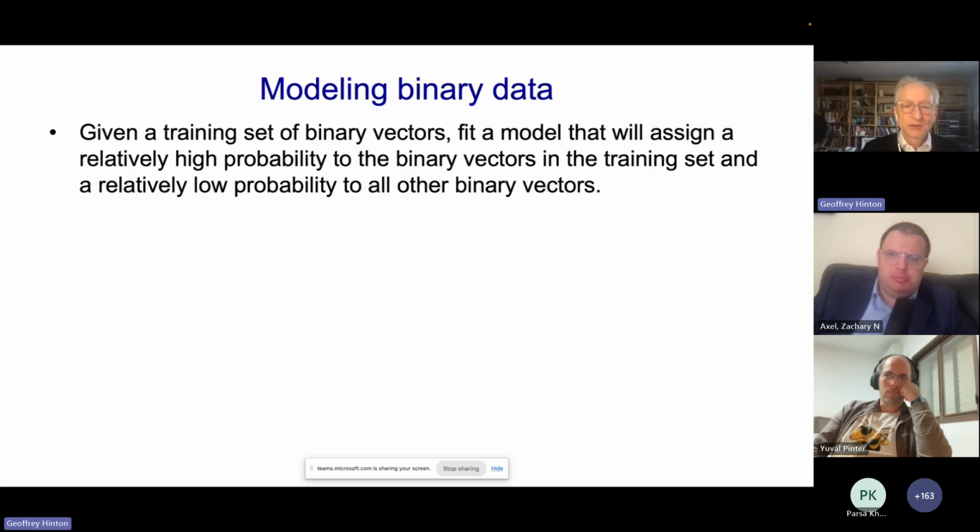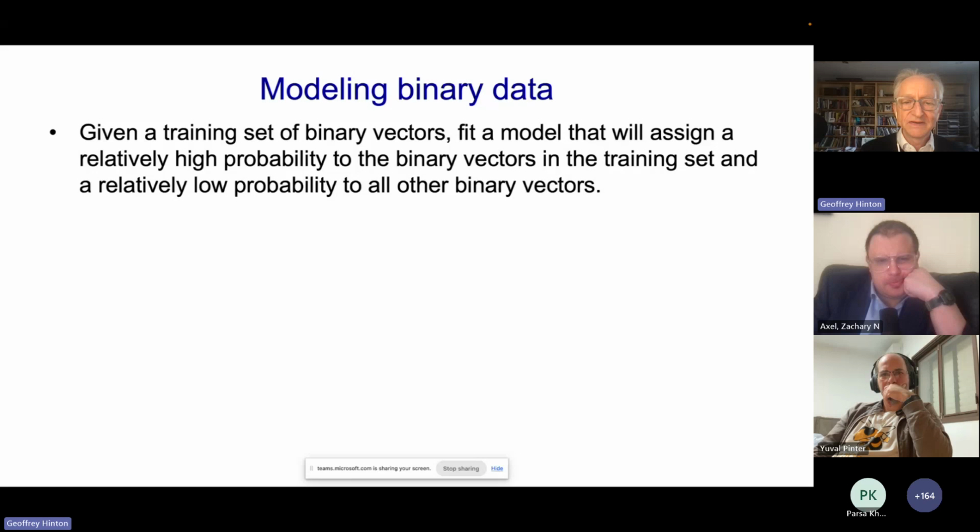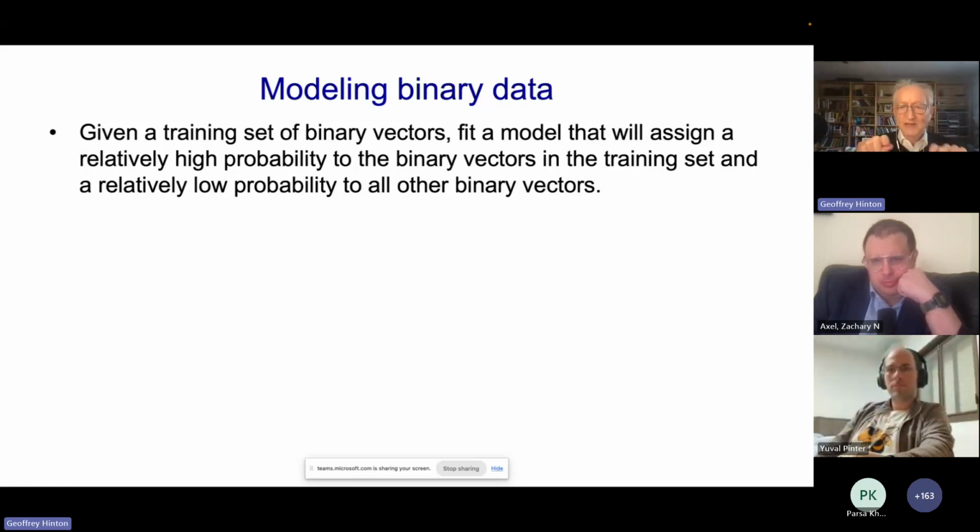What we'd like to do is take a set of binary vectors that are the training data. Imagine those as binary images. We'd like the model to assign relatively high probability to the binary vectors in the training set, and relatively low probability to all other binary vectors. That's the aim of training. And remember, that's just for the visible vectors, the ones that form the image. We've got all these extra units that can be used to help achieve that.